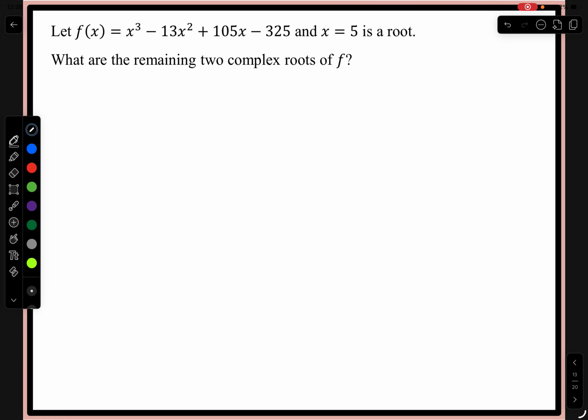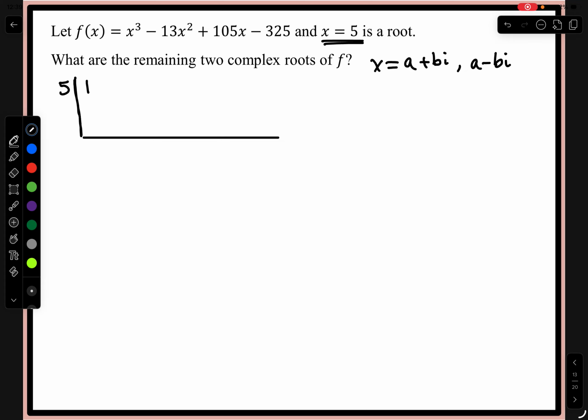In this example, we have the function f of x, and we're told that x equals 5 is a root. They're telling us to find the two complex roots. That means the other two solutions for x are going to be complex numbers, a plus bi and a minus bi. To figure that out, we're going to use the fact that 5 is one of the solutions, and figure out the remaining two.